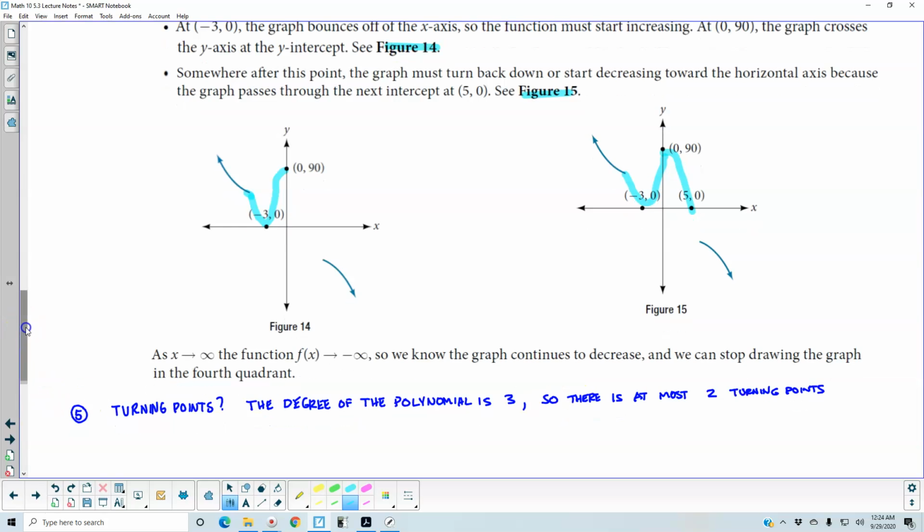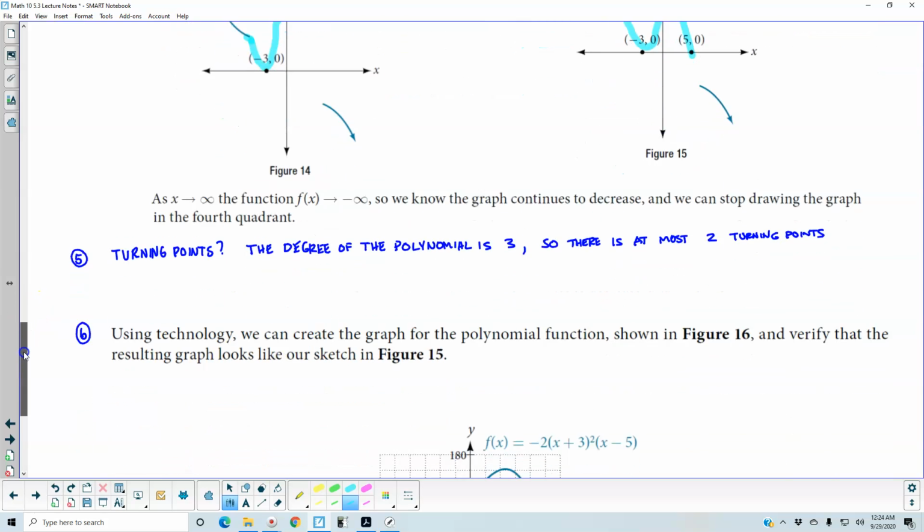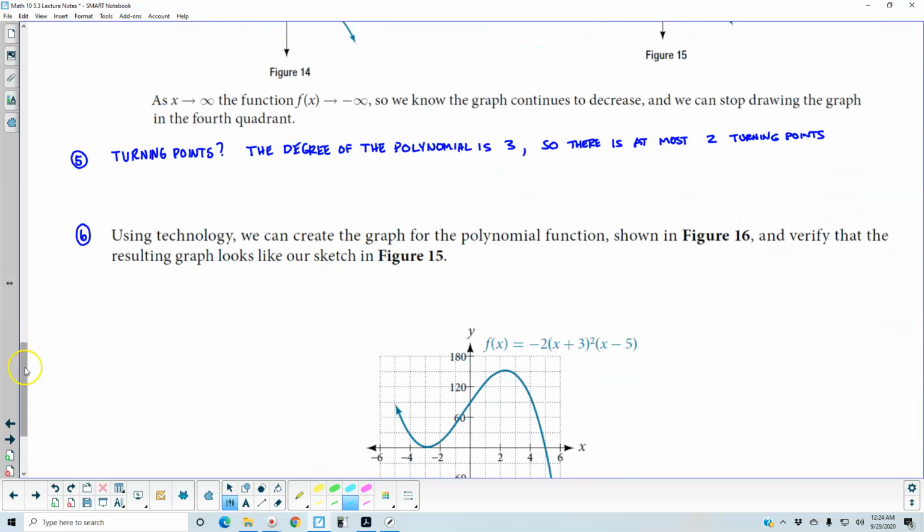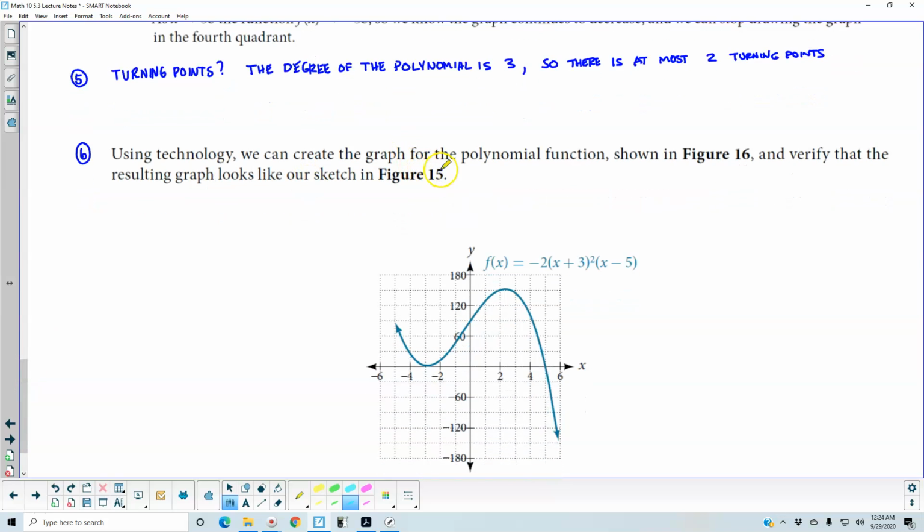So then, what do we know about turning points? Well, we know the degree of the polynomial is 3. So 3 minus 1 gives us 2. So there are at most 2 turning points. Here's one turning point. Here's a second turning point. Now, to verify, we can graph this function, and we can create the graph of the polynomial function as shown.